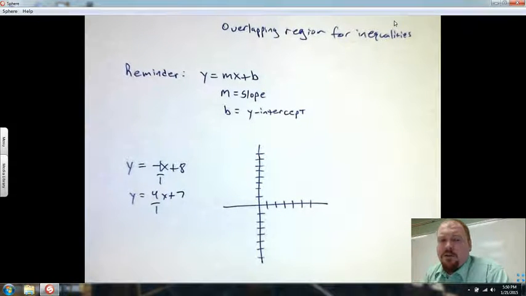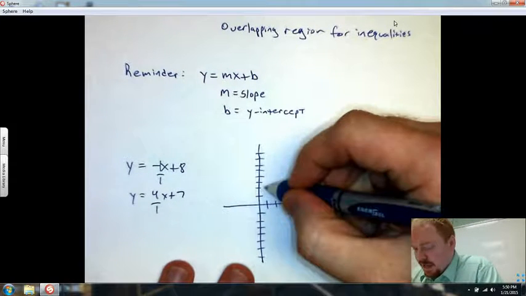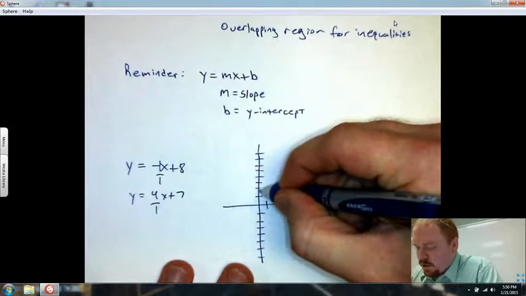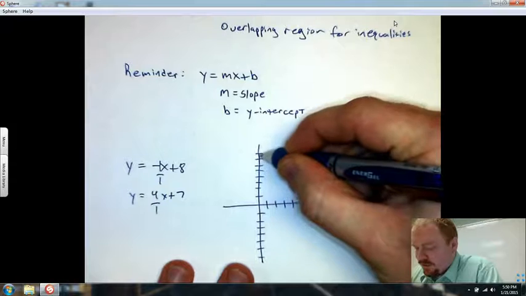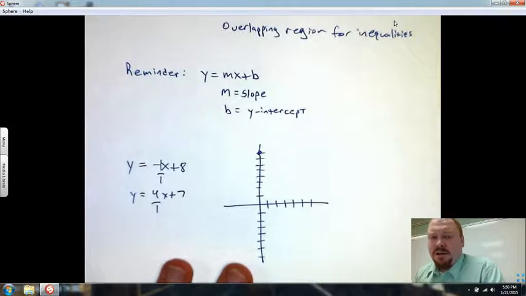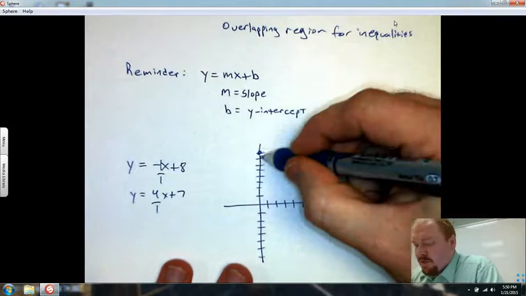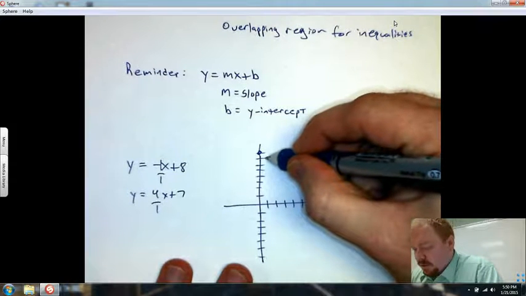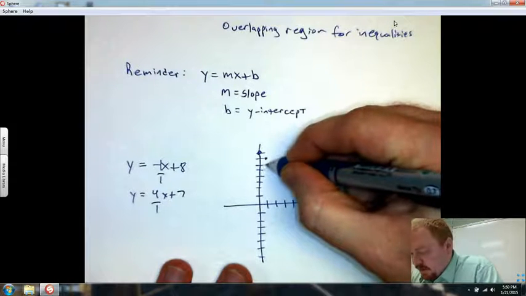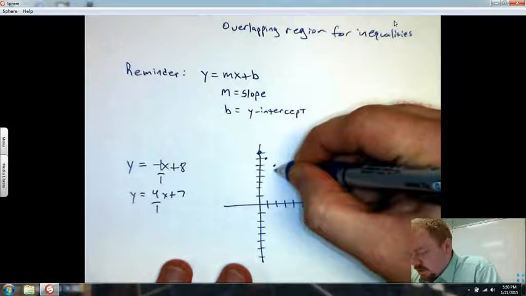So I'm going to graph the first equation. I'm going to go up 8. So 1, 2, 3, 4, 5, 6, 7, 8. I'm going to put a dot there. Now, because it's negative 1, I'm going to go down 1, and then I'm going to go right 1. So there's the next point on the line. And I could do that again. Down 1, right 1. Down 1, right 1.